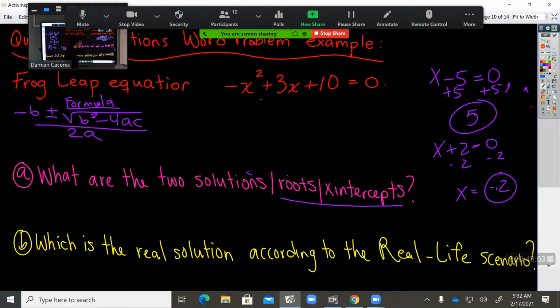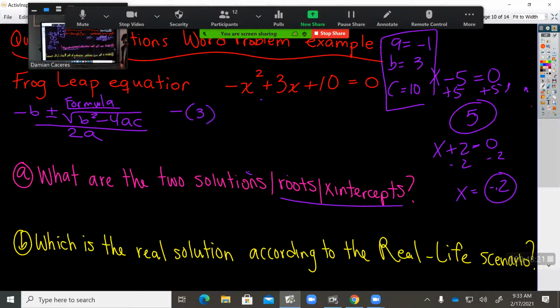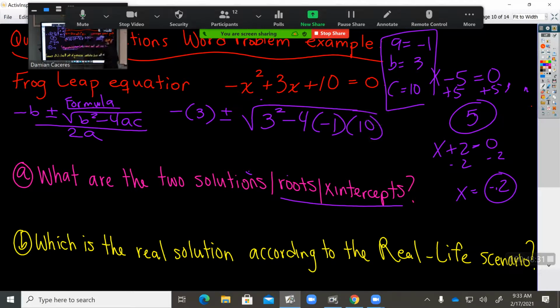All right, so pay attention. Over here, what's A? Negative 1. What's B? 3. What's C? 10. Those are the numbers we're going to plug in here and solve. So, negative B plus or minus square root of B squared minus 4 times A times C all over 2A. I just replaced all the A's, B's, and C's.